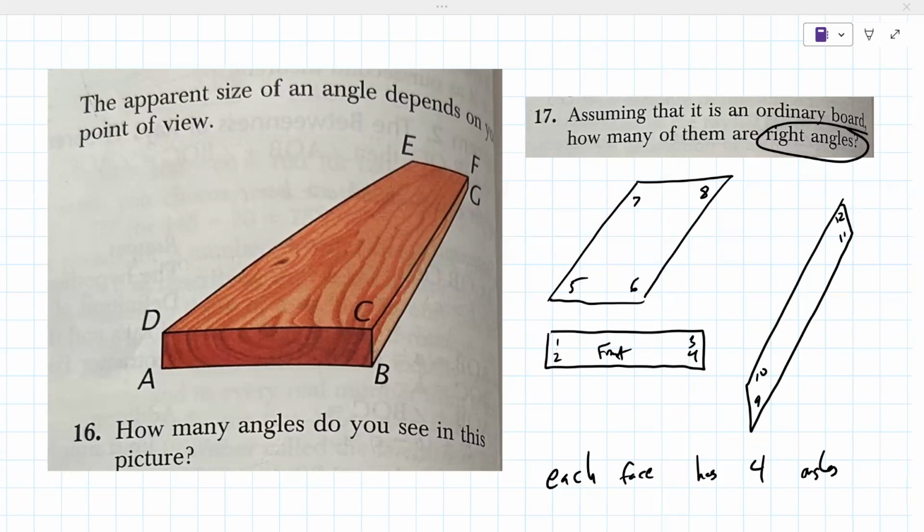Okay, so that's this. Now, assuming that is an ordinary board, meaning one you'd go to the store and get, how many of them are right angles? Well, all of them. They're all right angles. Do you have any pieces of wood in your garage or outside that you could go confirm this with if you needed to later? I don't, but you get it. I've built things with that. It doesn't even have to be wood. Just go to your cereal box. Put the cereal box down on the side. It's the same idea.